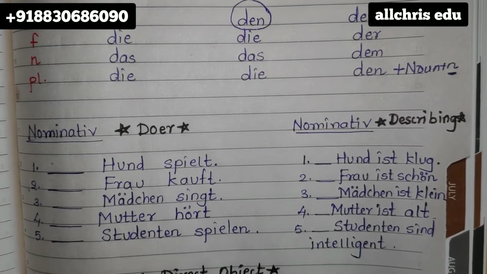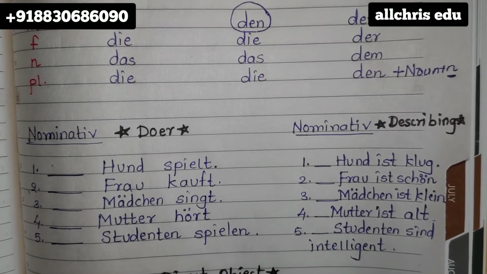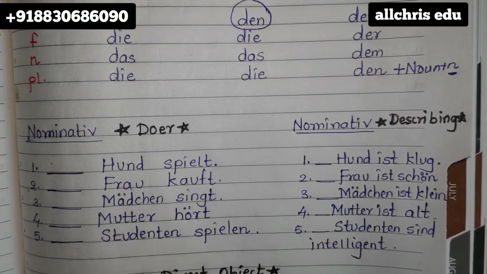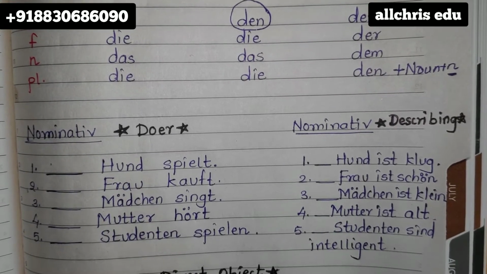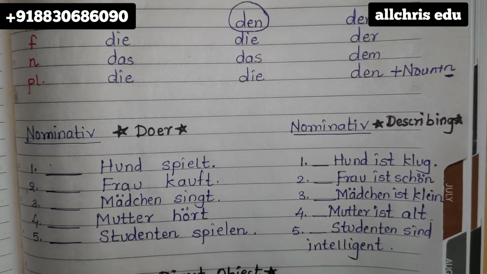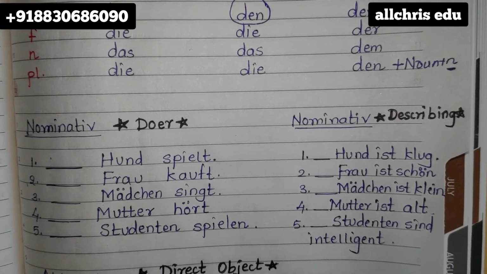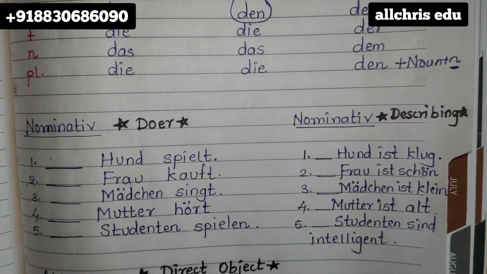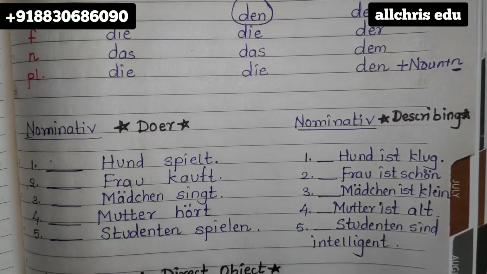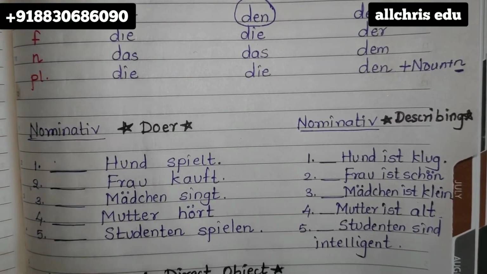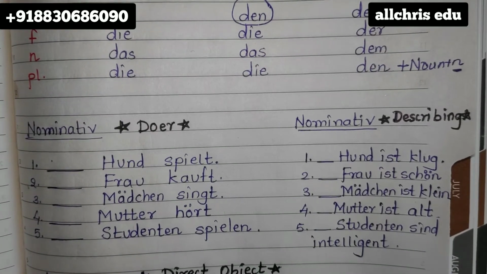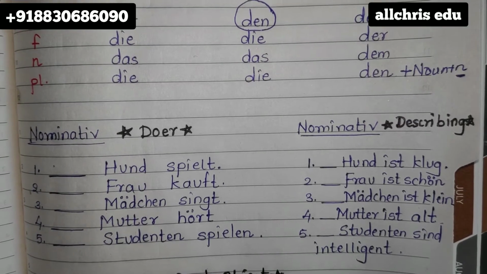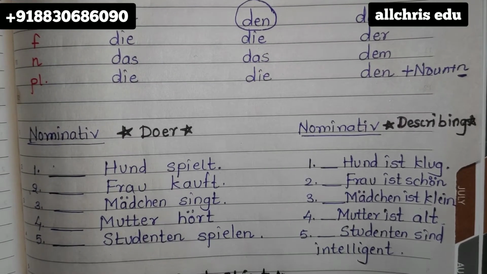Hund, the gender is male. Frau, gender is female. Mädchen meaning is girl, I know, small girl, but the gender in German is neutral. Mutter, gender is female. Studenten, gender is plural. So according to their genders, please mention the article. I have already told you orally. You mention whatever I told orally over there with pencil. And then only write the article from nominative.